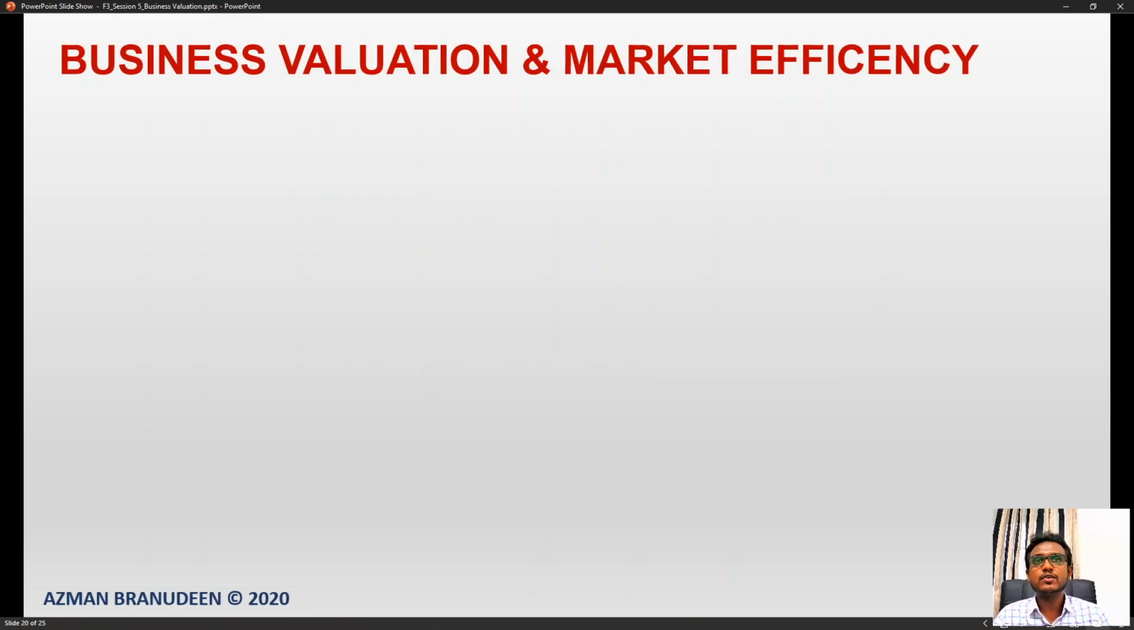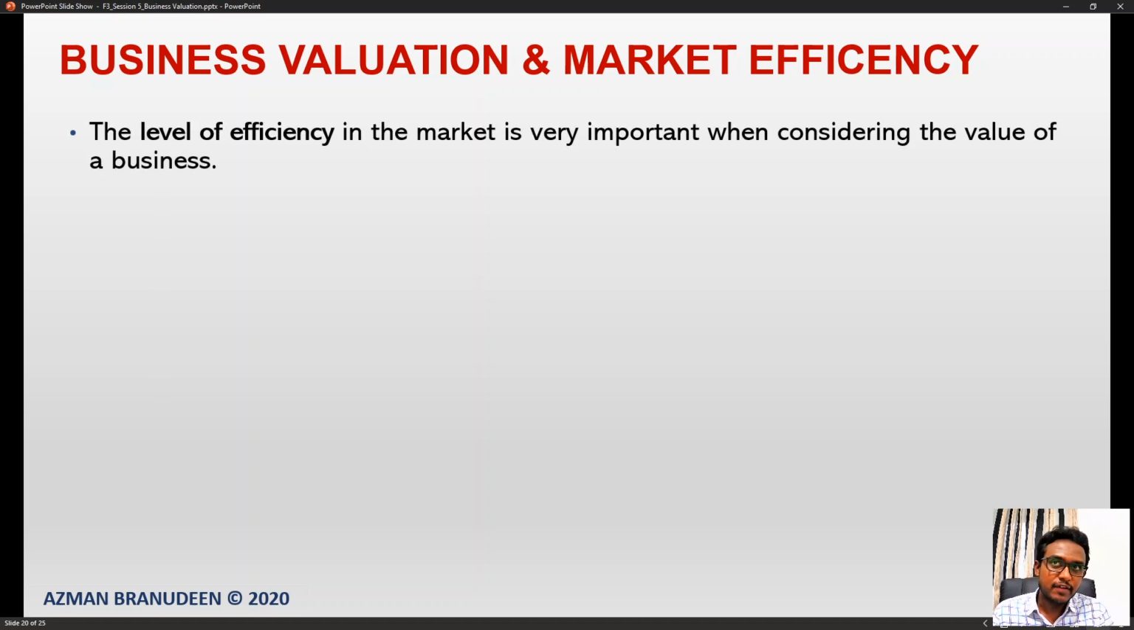And that leads me to market efficiency, right? The final and important aspect when it comes to business valuation. How efficient is the market? The level of efficiency in the market is very important when considering the value of a business. Why do I say that?